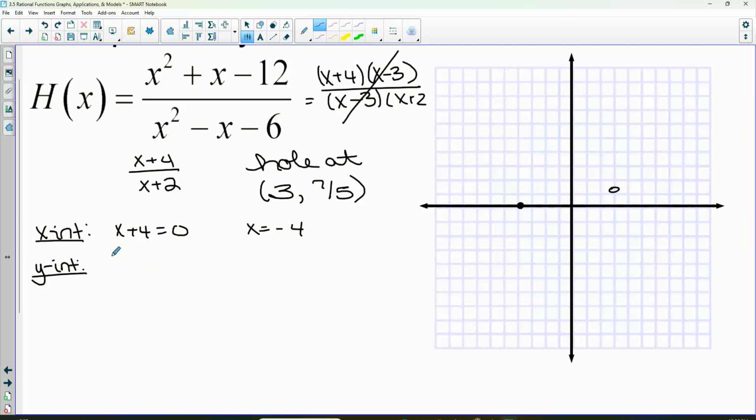The y-intercept is when we put in 0 for both of our x's, because across the y-axis, x is 0. So we just get 2.